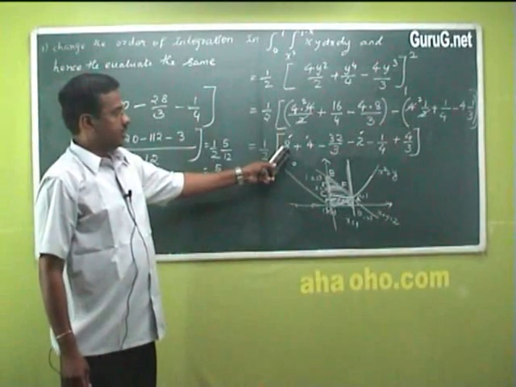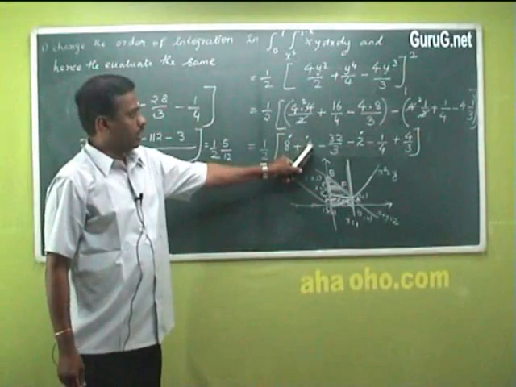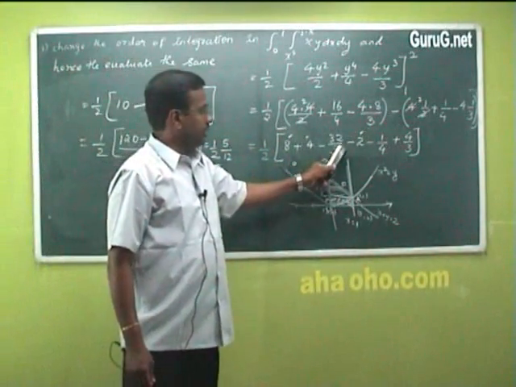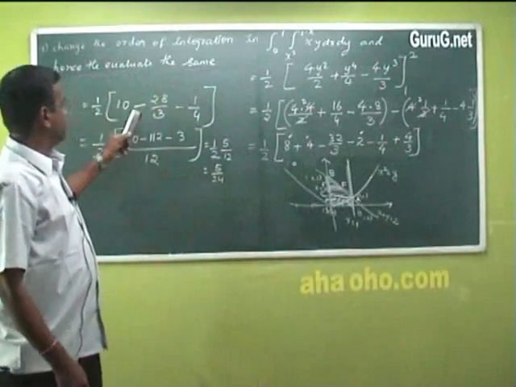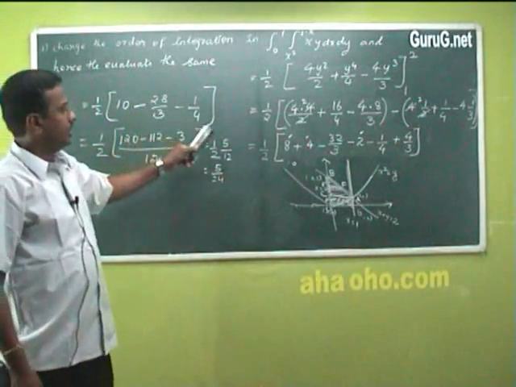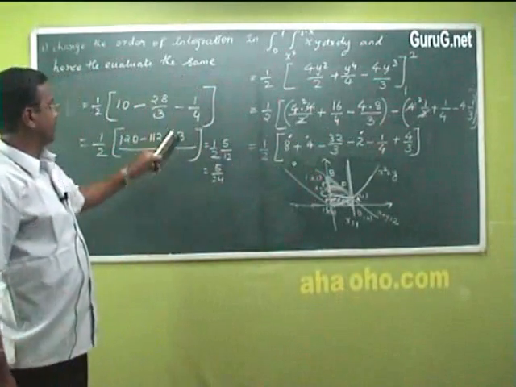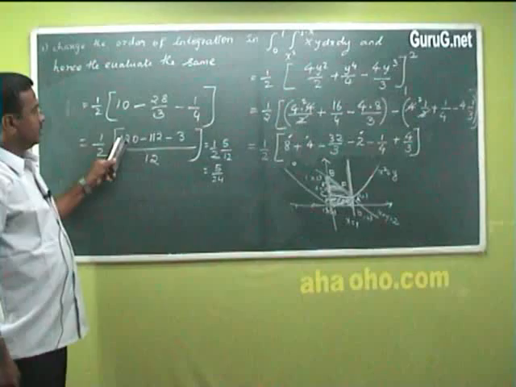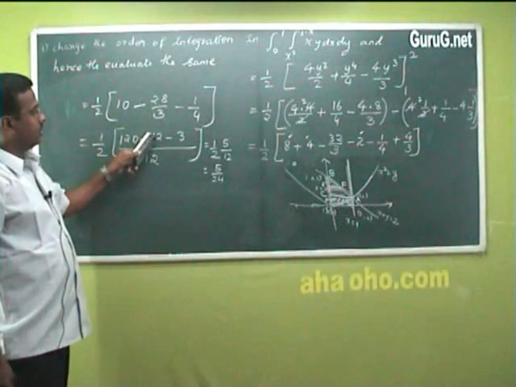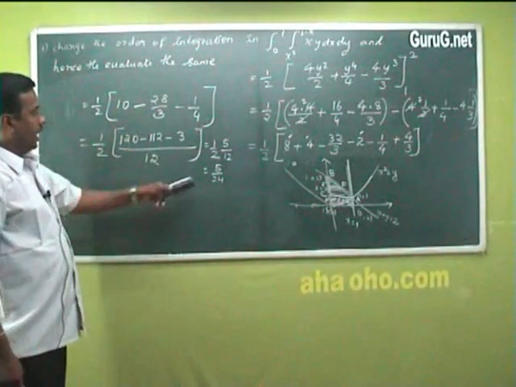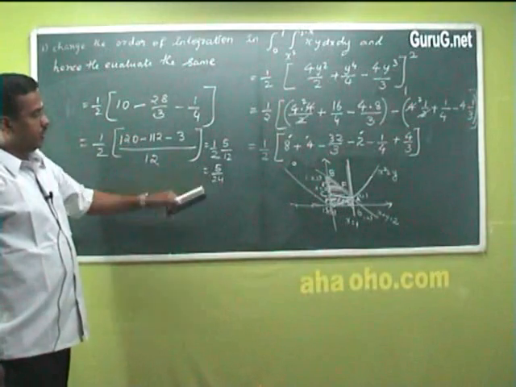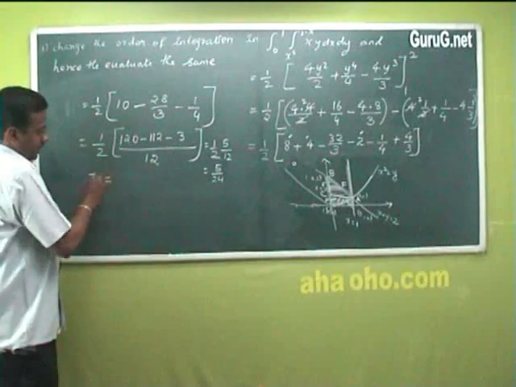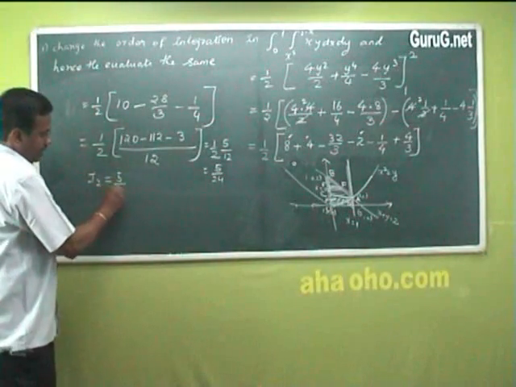Let us simplify this. 8 plus 4, 12. 12 minus 2, 10. Minus 32 by 3 plus 4 by 3, which gives you minus 28 by 3 minus 1 by 4. To take LCM 12, therefore this will become 120 minus 28 into 4 minus 3. After simplification, this gives you 5 divided by 24. This is nothing but the answer for the second integral.